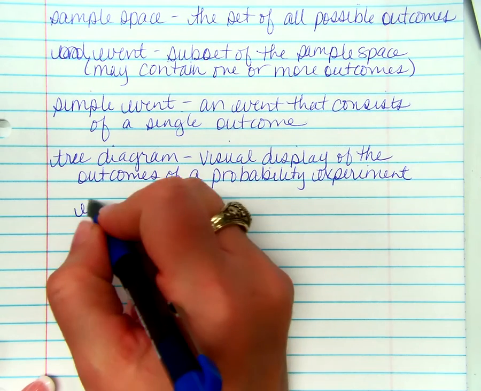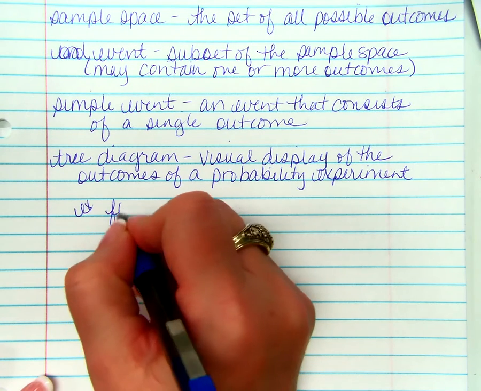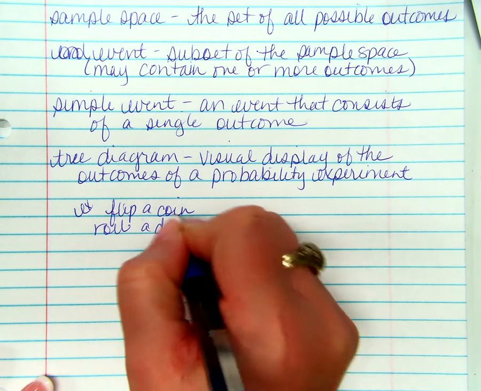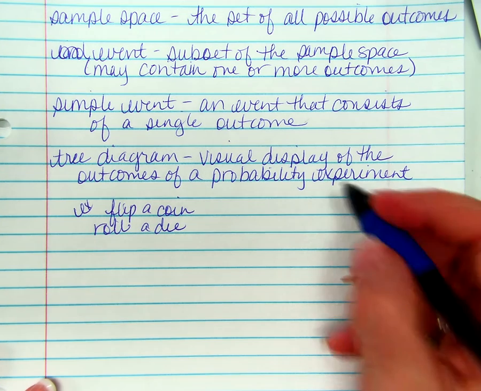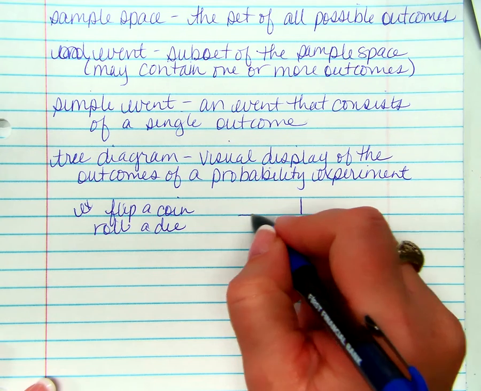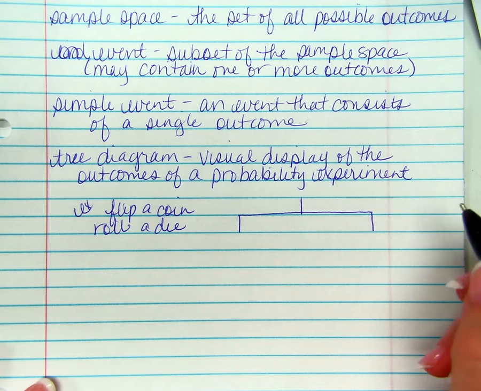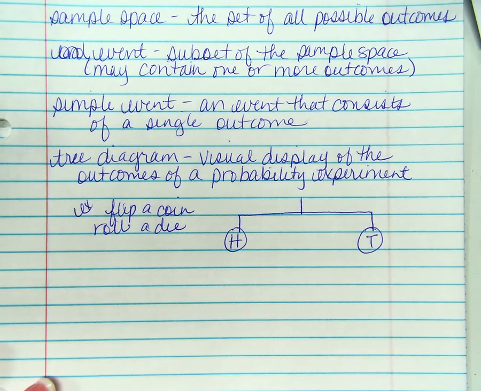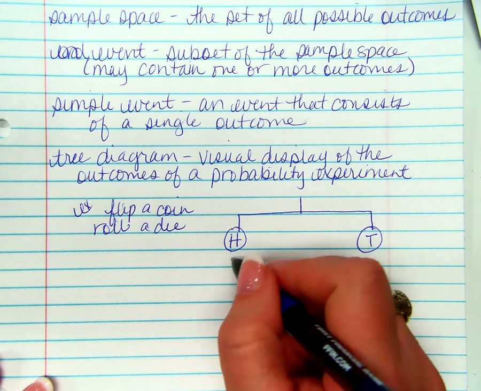Okay? So here's an example. An example is I flip a coin and I roll a die. Okay, I flip a coin and I roll a die. What's the outcomes possible if I flip a coin? Anyone? Heads or tails, right? So I can get either heads or I can get tails. What are the possible outcomes if I roll a die? 1 through 6, right?